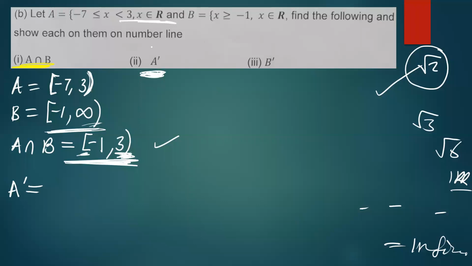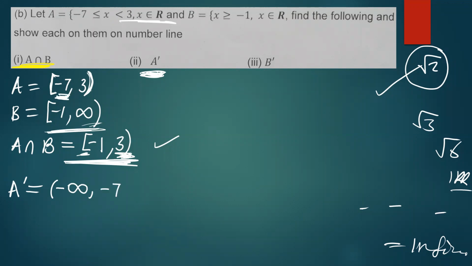So the set of real numbers is the universal set. So now A complement will start from where? From negative infinity, and at an infinity symbol there's always an open bracket. So it will start from negative infinity, and then it will end up to where? Negative 7.